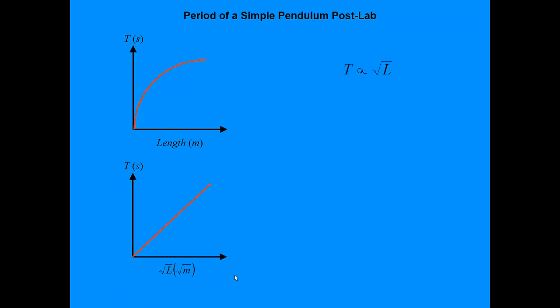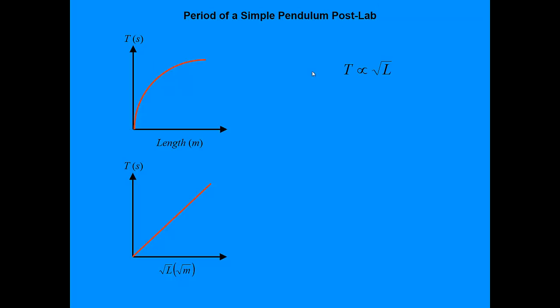Not only linear, but it went through 0, 0, and therefore the period is proportional to the square root of the length. If you double the length, you don't get twice the period, you get the square root of 2 times the period, roughly 1.414. If we pick nicer numbers, if you quadruple the length, you get 2 times the period. If the length is increased by 9 times, you get 3 times the period.